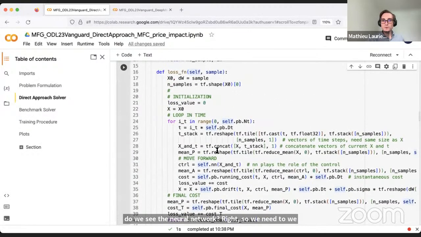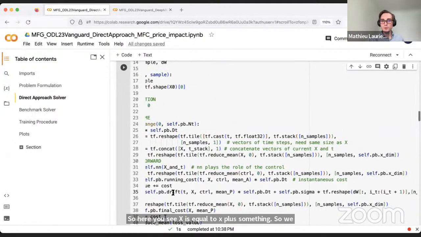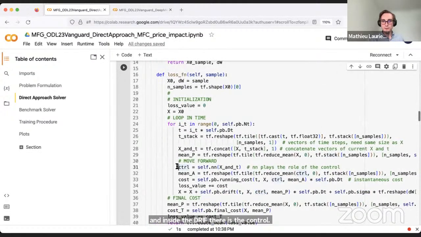So the neural network should be used as a control, right? In principle, it is used when we make X evolve. So here you see X is equal to X plus something, so we are updating X. We have the drift, we have the sigma, and inside the drift, there is the control. So how do we get this control? Well, here you see the control is obtained by applying the neural network at X and T. So we concatenate X and time, and we pass this as an input to the neural network.